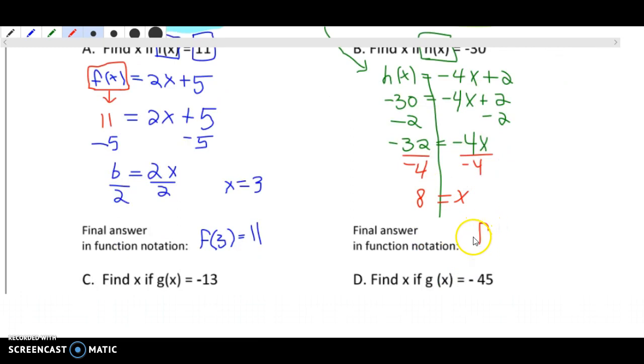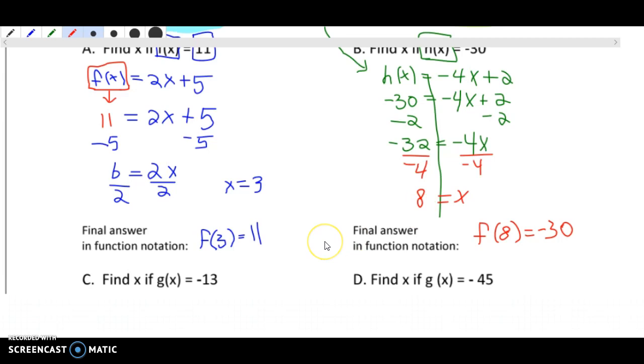So writing this as function notation, again, the input goes inside the parentheses. h of 8, I'm going to fix that 8, is equal to negative 30. This is something you will have to get used to writing. So when x is equal to 8, the y value is negative 30. In this case, h of 8 is equal to negative 30.